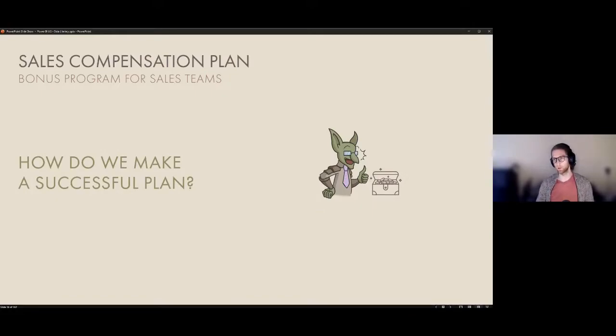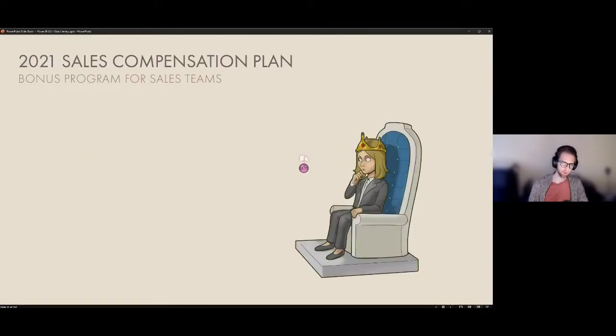But how do we do that? Where do we start? How do we make a successful plan? As you might anticipate, the answer often starts with the right data. And this is exactly what our sales executives started saying. Looking at some of these Power BI reports, which are transforming the way we work with data in our organization and the way that we think and make decisions, they said, hey, let's start. Let's put together a sales compensation plan. What do we need for that plan?